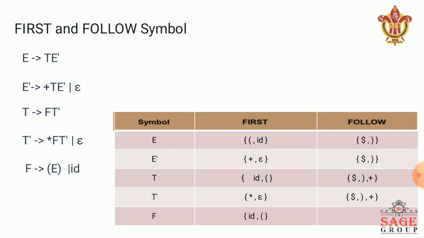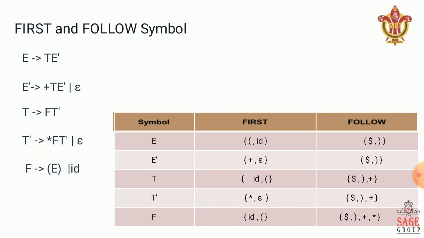Similarly for T dash, it is the same as T. And lastly for follow of F, we find F with respect to T and with respect to T dash. In these two situations, the follow of F will be dollar, closing bracket, plus, and star. So by using the previous rules, we have calculated the first and follow symbols of each variable of the grammar. Now we use these first and follow symbols to generate the parsing table.